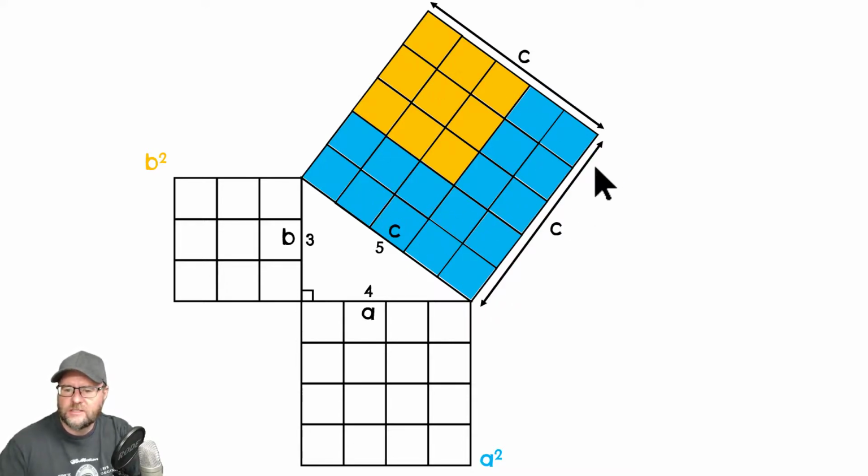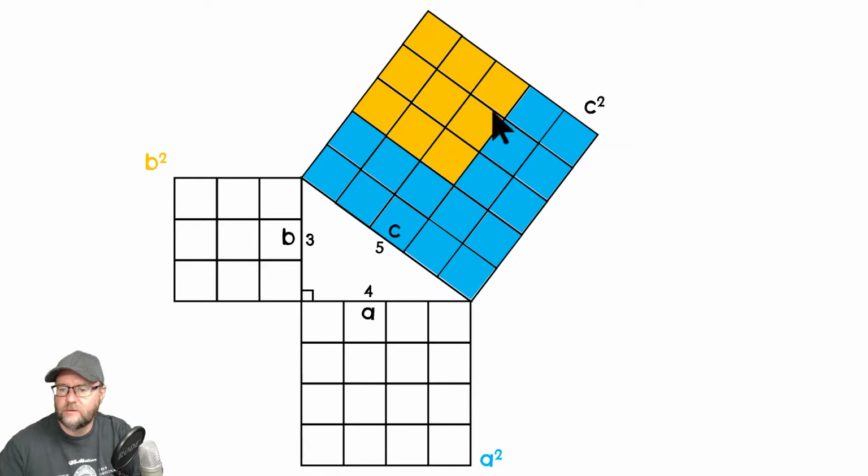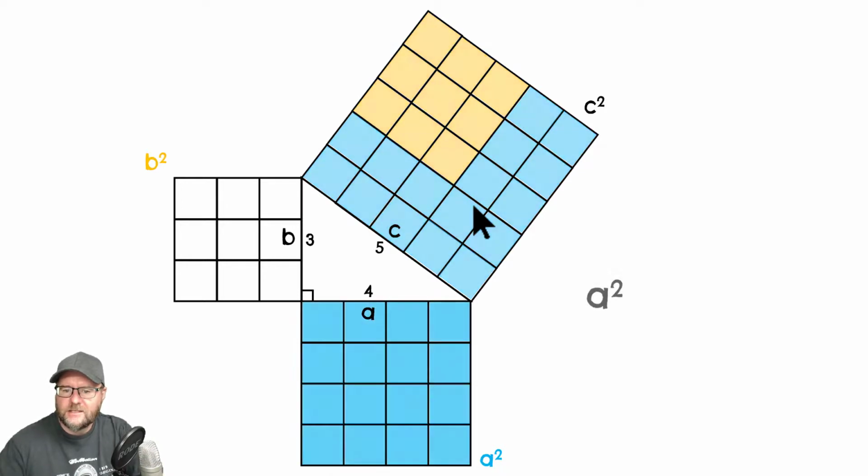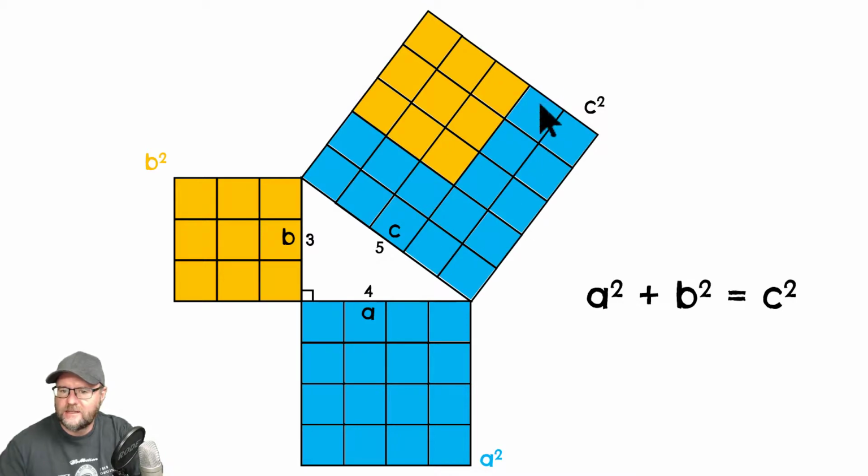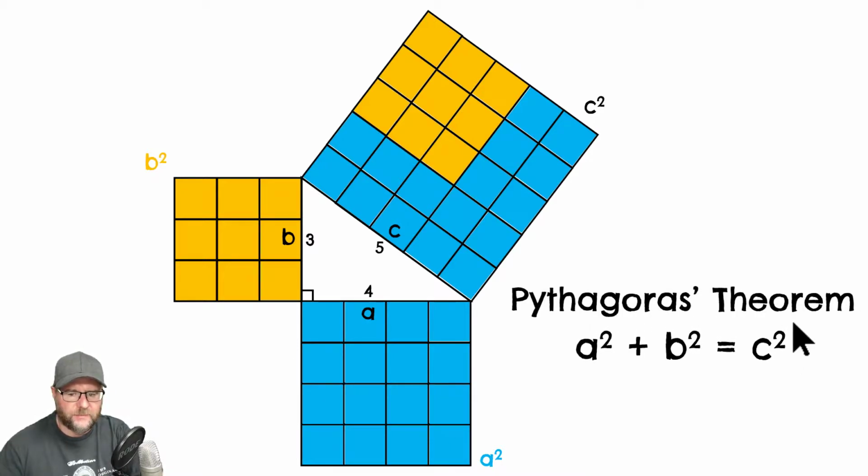So if I do C squared, you'll see it's 5 by 5 is 25 boxes. So I had A squared down here, B squared here, and now C squared, and they fill the space exactly. So what does that mean? A squared plus the B squared together adds to give me my C squared. And this very famous formula is what we call Pythagoras theorem. A squared plus B squared equals C squared.